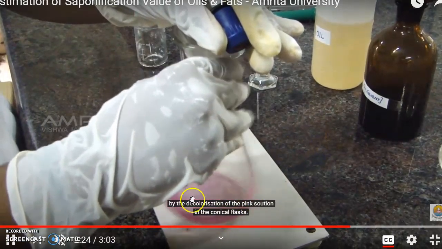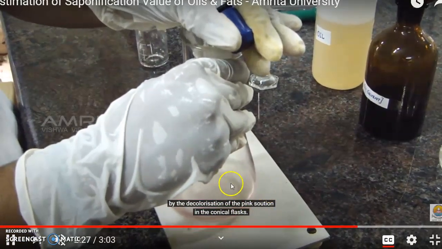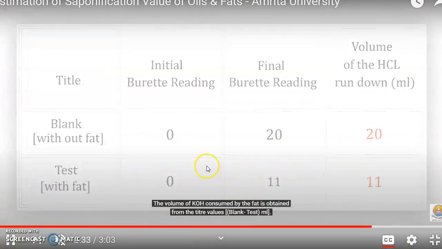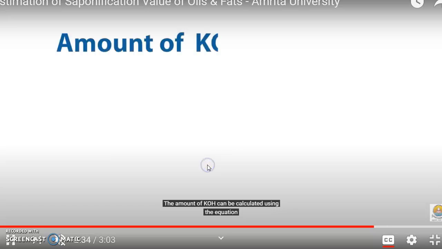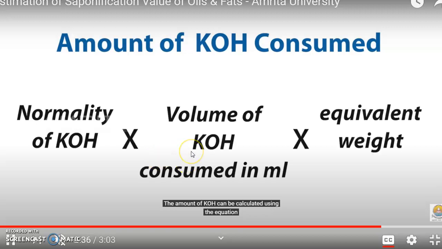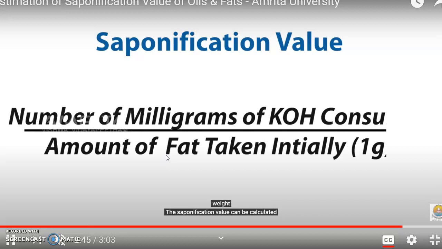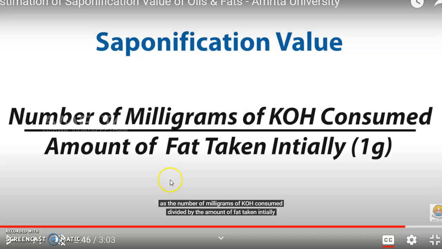When we add the KOH, it saponifies the material after refluxing. We add the phenolphthalein indicator, and then it gives some reading when we titrate. We see how much of the 0.5 normal HCl is required to neutralize that solution. In this way, you can calculate the amount of KOH required for the saponification of that material.